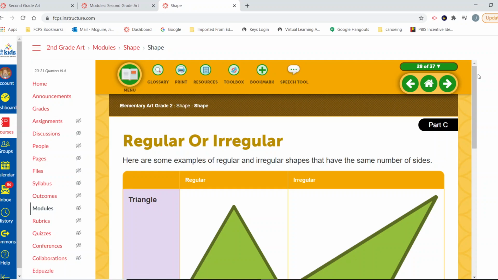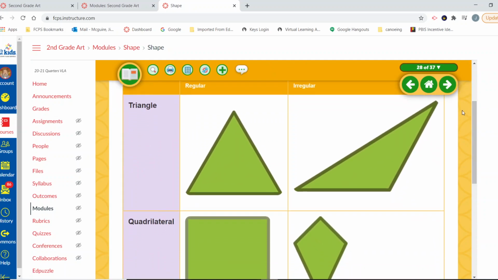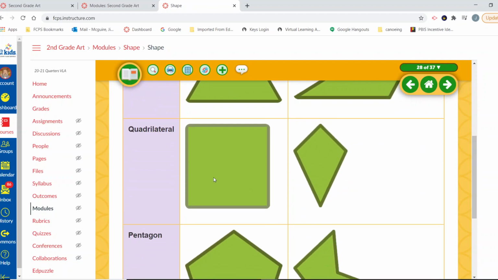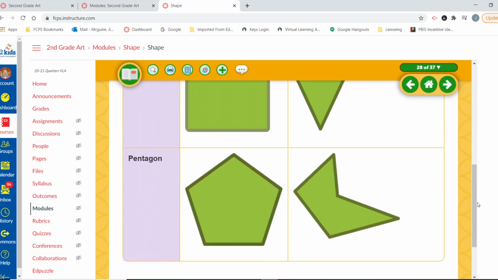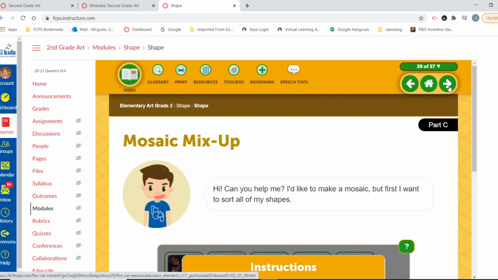So regular or irregular. Let's look at some examples. Well, if this is a regular triangle, this would be an irregular triangle, they're saying. If this is a regular quadrilateral square, this is an irregular quadrilateral shape. We're used to seeing this type of pentagon, not this. It still has five sides, 1, 2, 3, 4, 5, but that's irregular. That's not what we're used to seeing when we see those types of shapes.